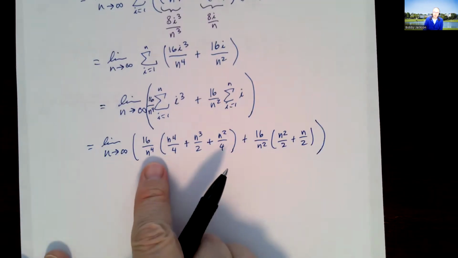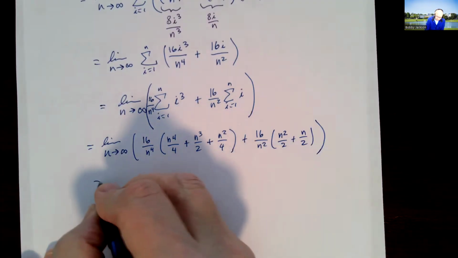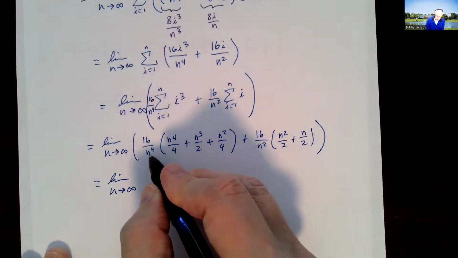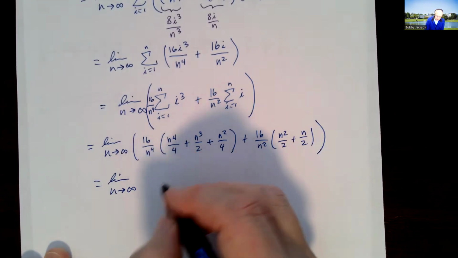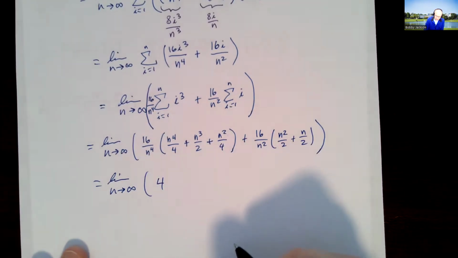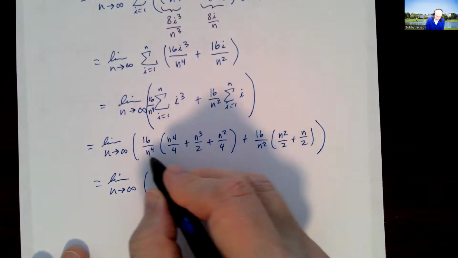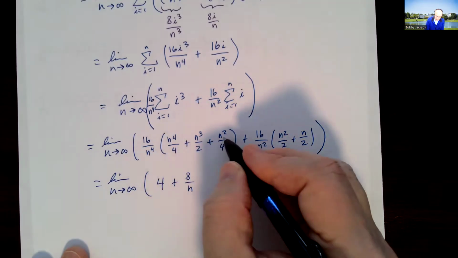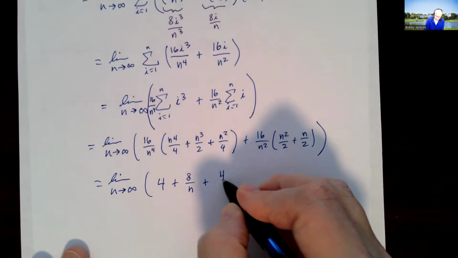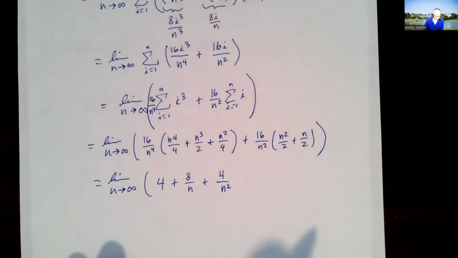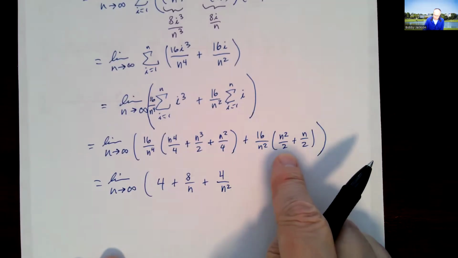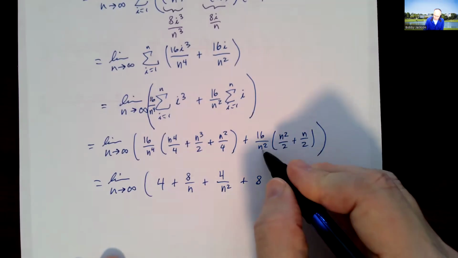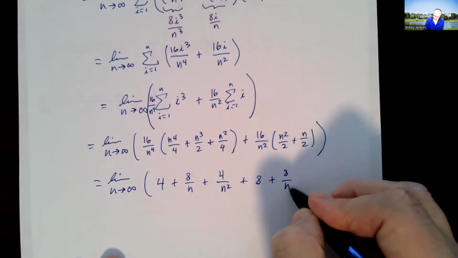Okay. And now we'll distribute through here and here. We're almost there. 16 over n to the fourth times n to the fourth over 4. The n to the fourths cancel. I'm left with 16 divided by 4, which is 4. Here, 16 divided by 2 is 8. I got one n in the bottom. Here, I've got two n's in the bottom, and 16 divided by 4 is 4. So there's that. 16 divided by 2 is 8. n squared divided by n squared is 1, so that's 8. 16 divided by 2 is 8, and I have one n in the bottom.